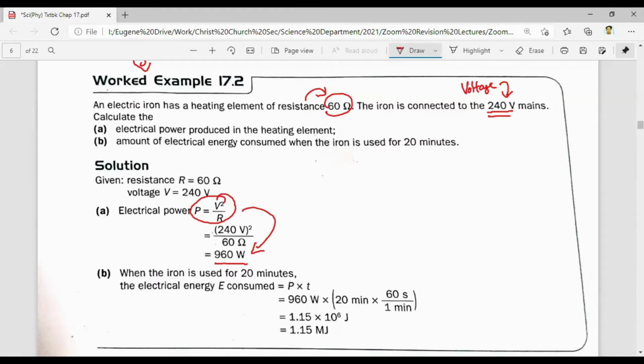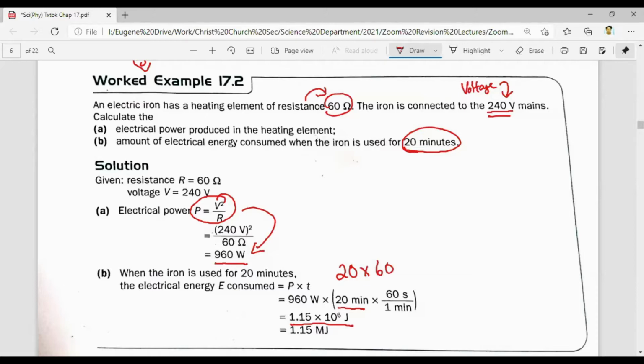Okay, they ask you to calculate the amount of electrical energy consumed when the iron is used for 20 minutes. Now, if I want to find electrical energy, I use P times T, because power is 960. So I use 960 here. Now look at this specifically: 20 minutes times 60 seconds over 1 minute. You're converting the minutes into seconds. After you have done this, you get this gigantic number, which is 1.15 times 10 to the power 6.